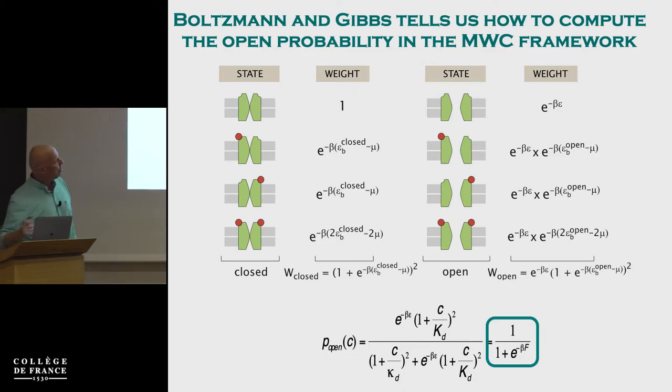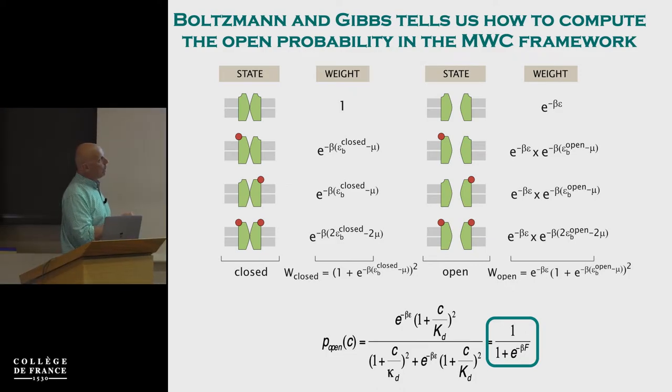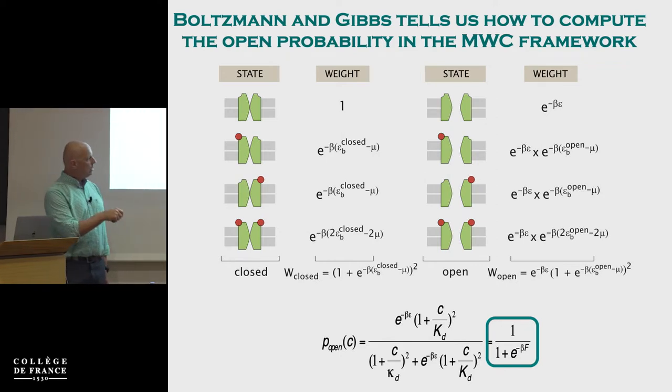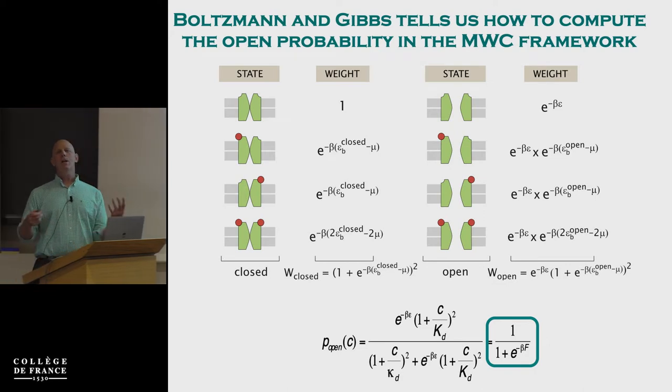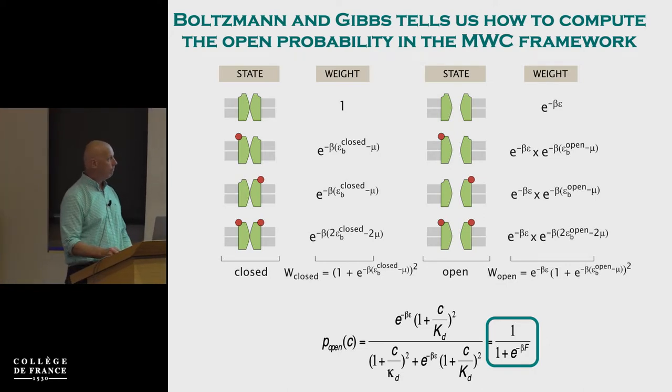And I want to know the probability that it's open. Well, this is open, that's open, that's open, and that's open. So to get the probability that it's open, I add up the probabilities of these 4 states, and I divide by the sum of the statistical weights of all 8 states. That's the denominator. So this is the equation that I said is the one equation that rules them all.